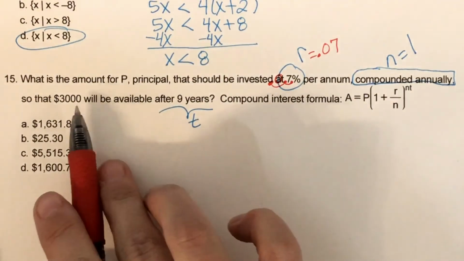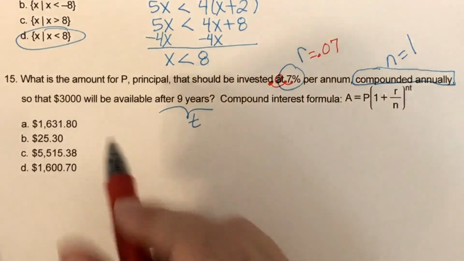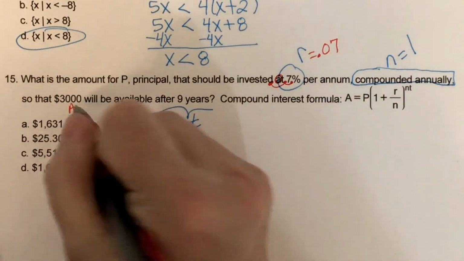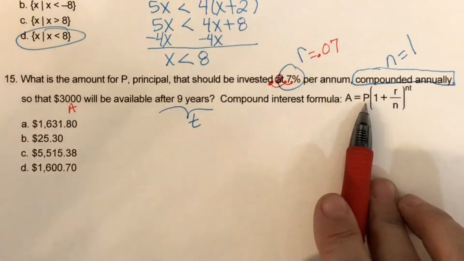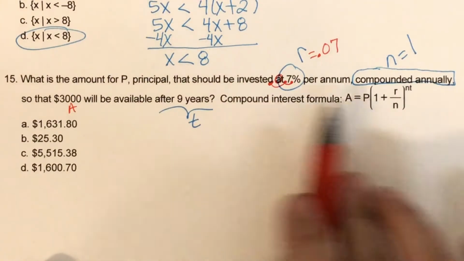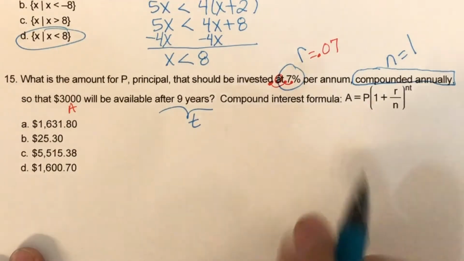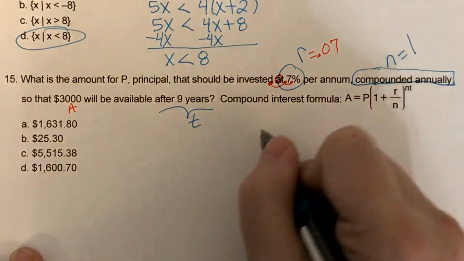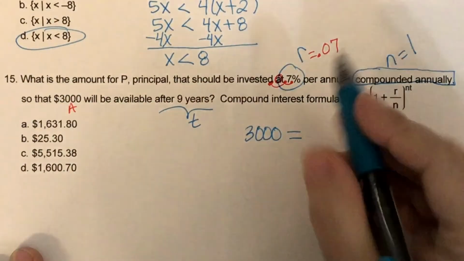And $3,000 is the amount we want to have after 9 years. So this is our A. And we're solving for principal, which is what you would invest. So that's what we're trying to figure out. How much money do we have to invest so we have $3,000 after 9 years? Okay, so let's put everything in. So into the A goes the 3,000. P will stay P.